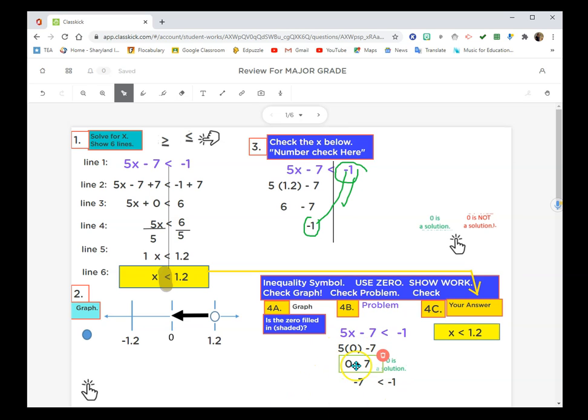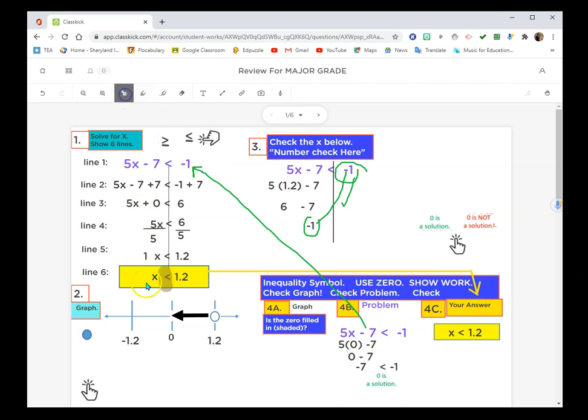Now I want to see all of these steps to be shown. I thought it was simpler, but because of the low grades last week, I'm going to want to see all the steps. This is a true statement, therefore 0 is a solution to the original problem. So this was the original problem we started out with, and we put 0 in the place of x, and we found out that 0 is a solution.